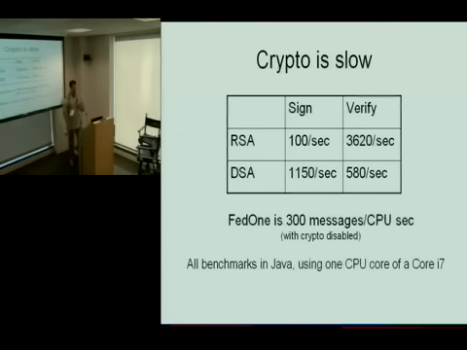And crypto is slow. Here are some benchmarks taken on Java using one CPU core of a Core i7 machine, in terms of the rate per second. Now Fed1, if you disable the cryptography, gets about 300 messages per CPU second. But using the current RSA 2048-bit signatures, performance is a lot lower, I believe around 80 or so per second. And this is why 80% of the time is spent on the crypto.